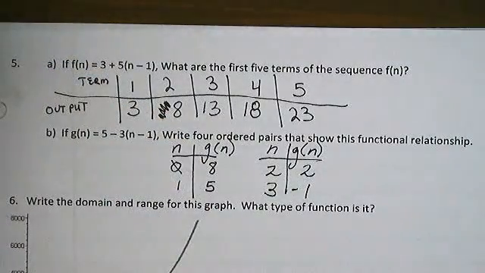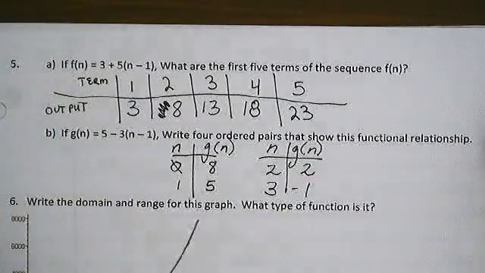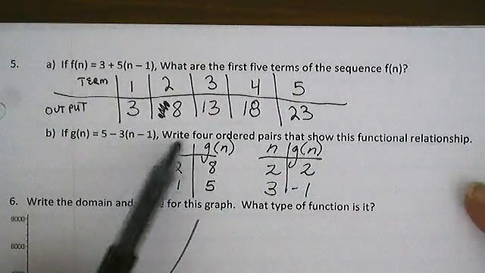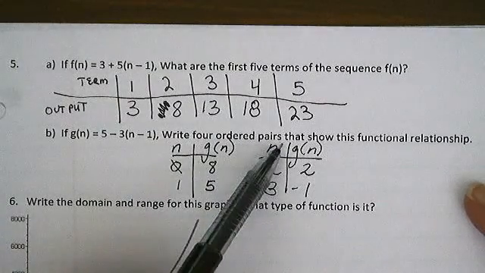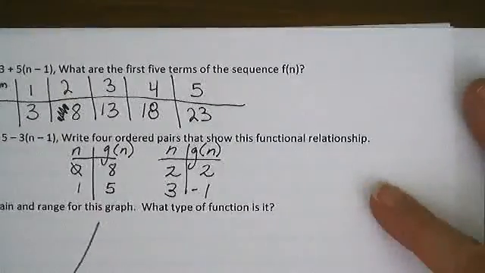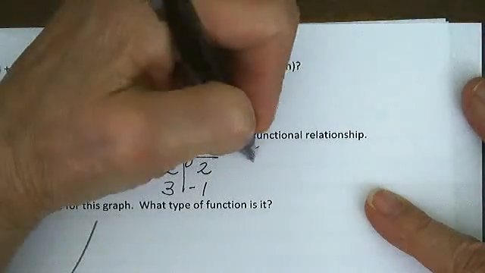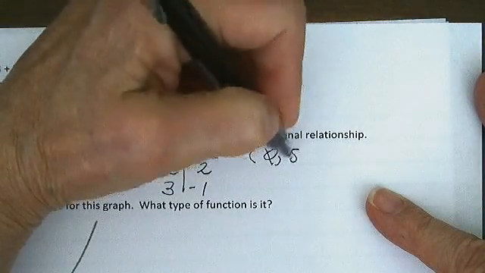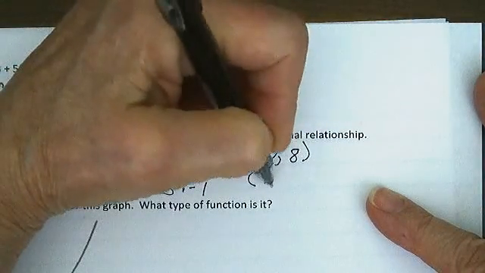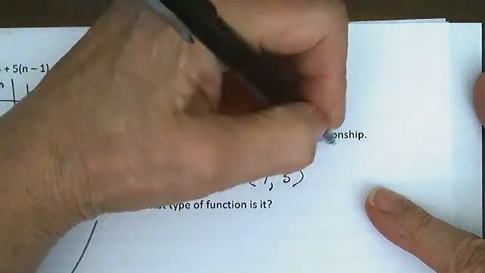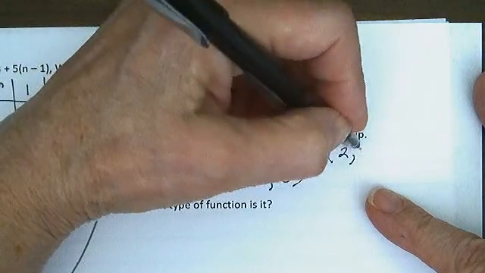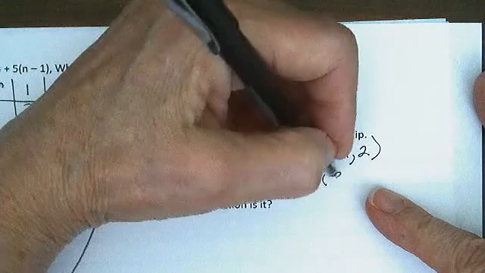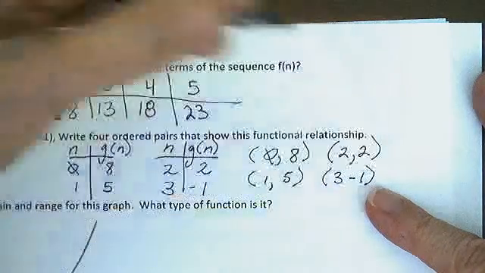Am I done? Well, no, because I haven't answered the problem. They asked us to write 4 ordered pairs. So my ordered pairs would look like 0, 8, 1, 5, 2, 2, and 3, negative 1.